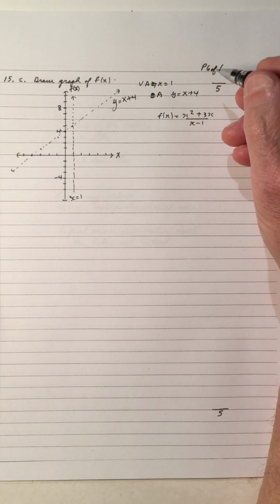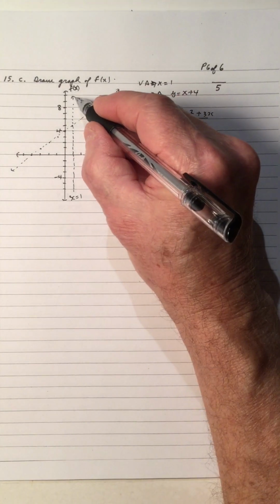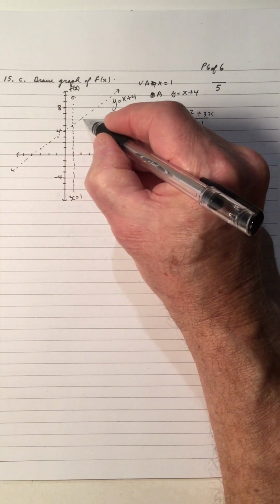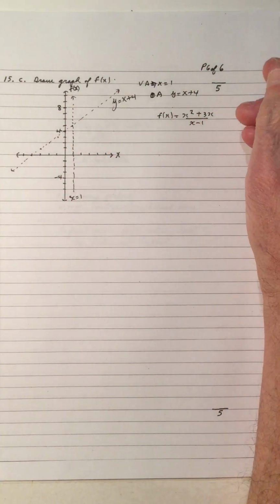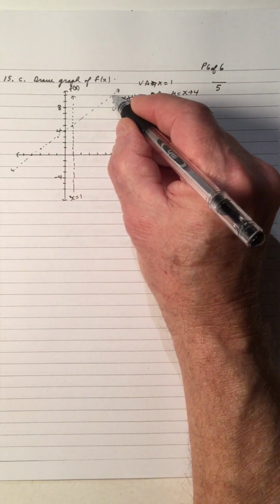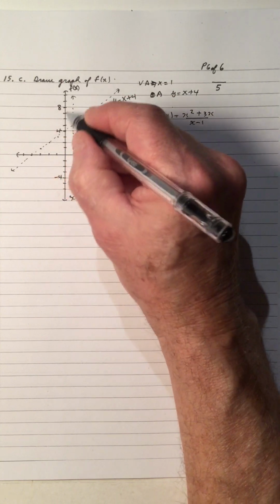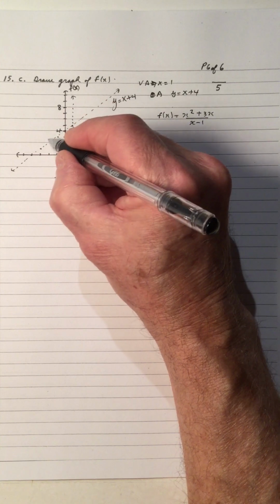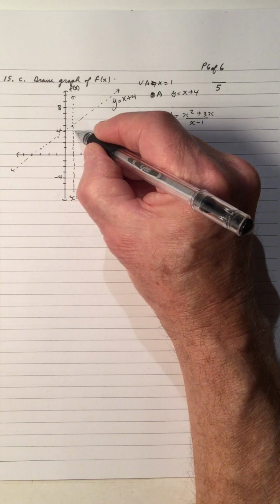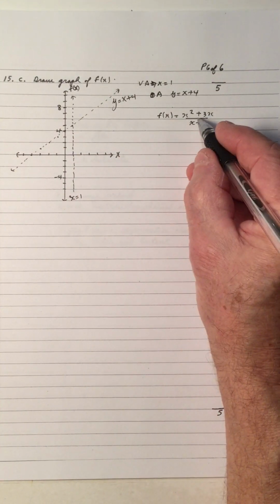Now, that means the graph will be either 2 boomerangs, in here and here, or it's in here and here. Remember, it goes towards this vertical asymptote. So it's either like this, or it goes along here and up here. So let's find out where it is. Let's look at the expression.